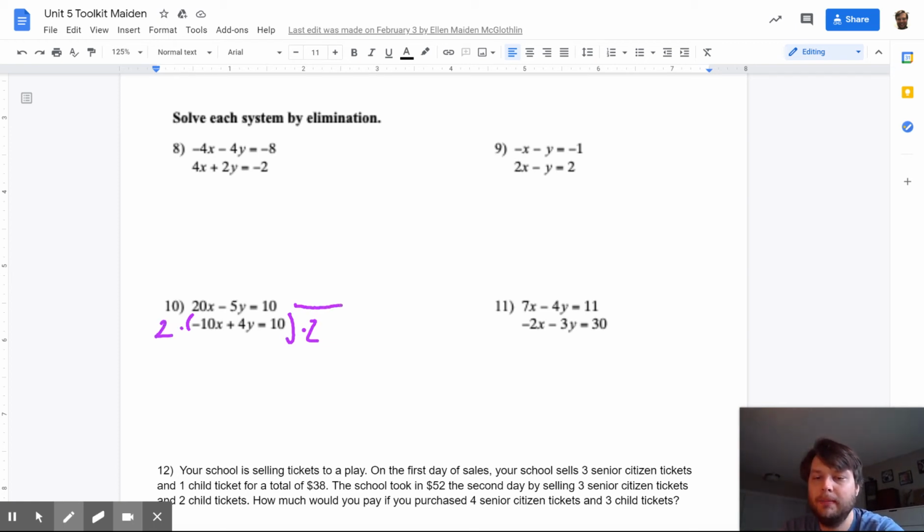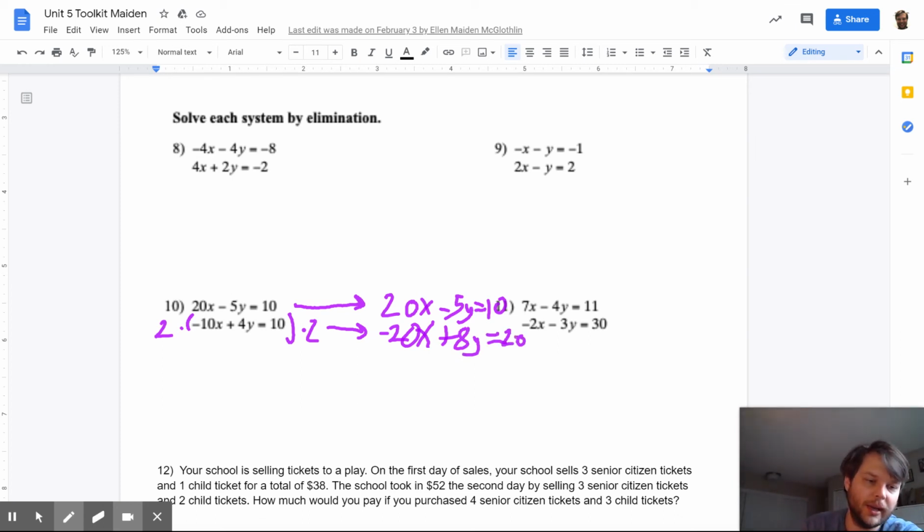I'm going to rewrite both equations on top of each other again. Top equation, nothing has happened to it. Still 20x minus 5y equals 10. Bottom equation got doubled, so negative 20x plus 8y equals 20. Why did I double it? Now look what happened. My x's match up.